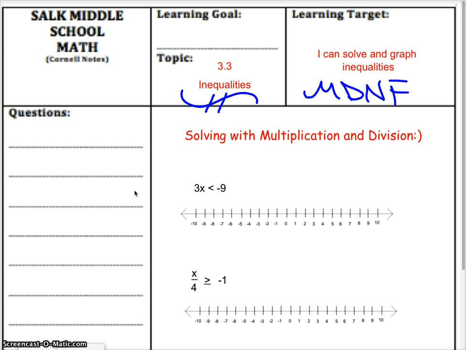So if I wanted to graph this, 3x is less than negative 9, I need to get my x alone. This is 3 times x. How do you move times? Divide. So I'm going to divide both sides by 3, and I get x is less than what? Negative 3. Yep.